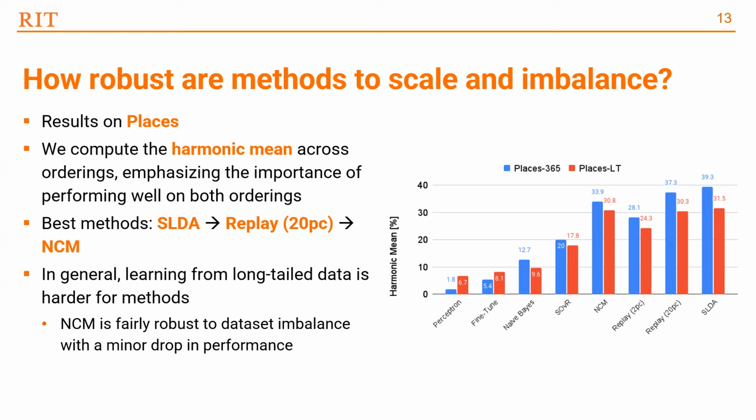Next, we wanted to study how robust each method was to scale and imbalance using the Places365 and Places-LT datasets respectively. Here I am showing the harmonic mean of each method across the IID and class IID data orderings, which emphasizes the importance of performing well on both orderings. Overall, we can see that SLDA, replay, and the nearest class mean classifier perform the best across both datasets. As expected, learning from the long-tailed dataset yielded worse performance for nearly all methods, demonstrating the difficulty of learning in the presence of imbalance. Learning from imbalanced data streams is important as the natural world is highly imbalanced.